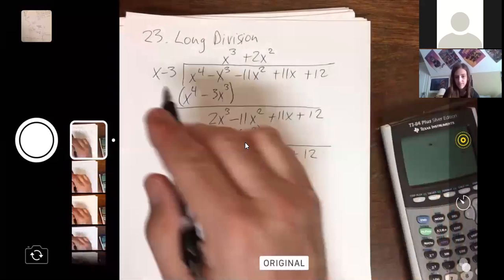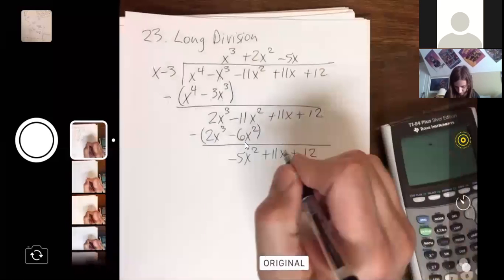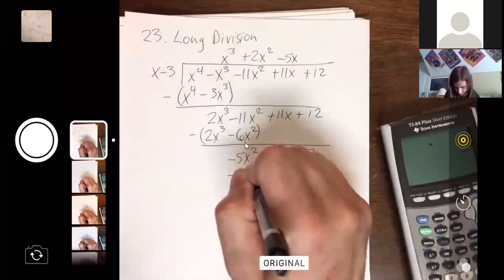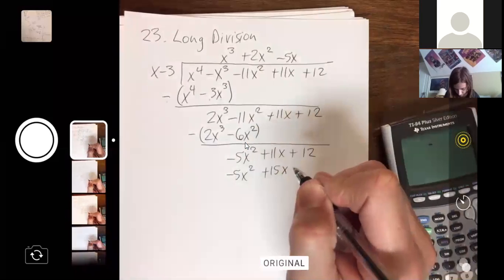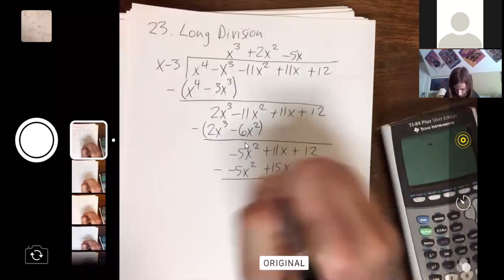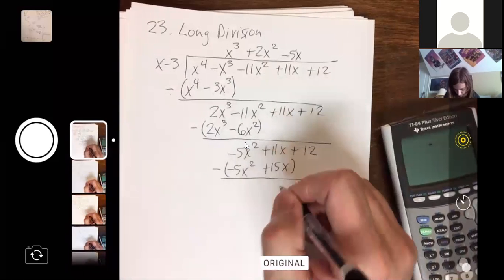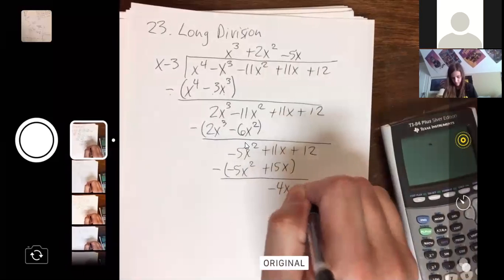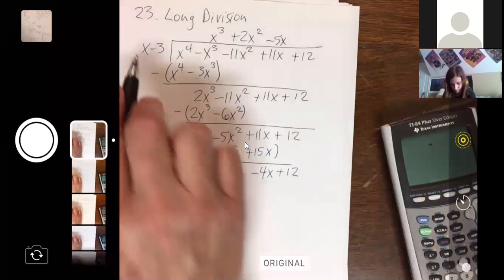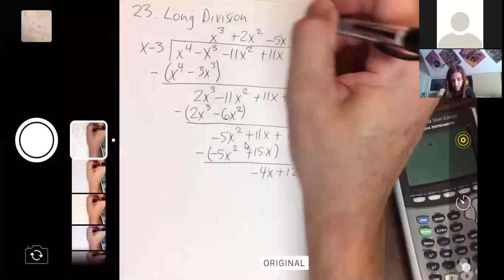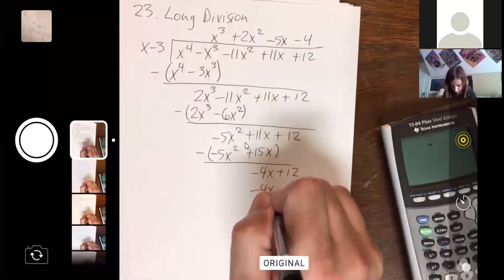All right, so x times what's a negative 5x squared? That'd be a negative 5x. Negative 5x squared, add 15x. Subtract, parentheses there, lead piece cancels. 11 minus 15, negative 4x plus 12. x times what's a negative 4x? 4x would be a negative 4. So there's negative 4x and a plus 12.